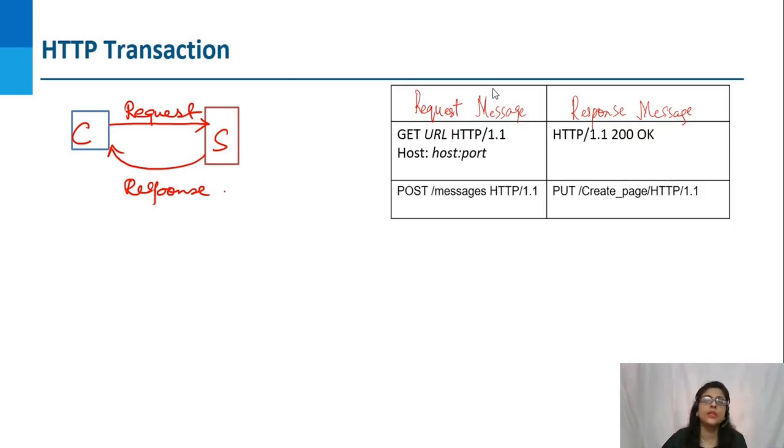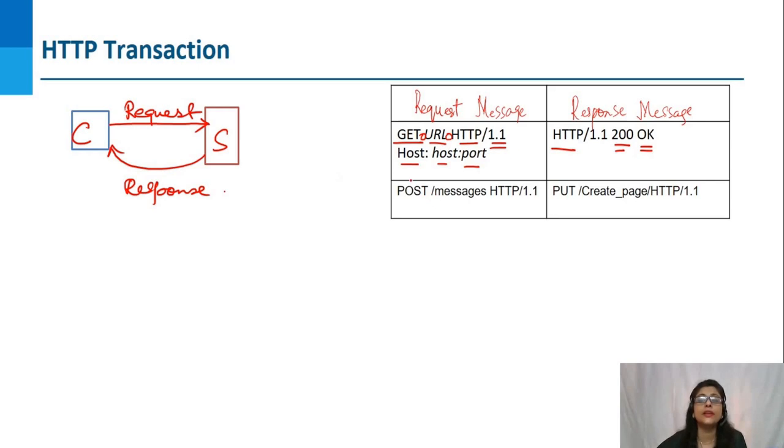Let's look at them. One of the request messages can be GET, in order to get hold of a particular type of document. So we can write GET followed by the URL followed by HTTP, so there should be a space, slash 1.1. So this is the version number of HTTP. Then we write the host, then colon, then host number and the port number. The response message from the server is HTTP/1.1 200 OK. We will understand what this 200 and OK means later on.